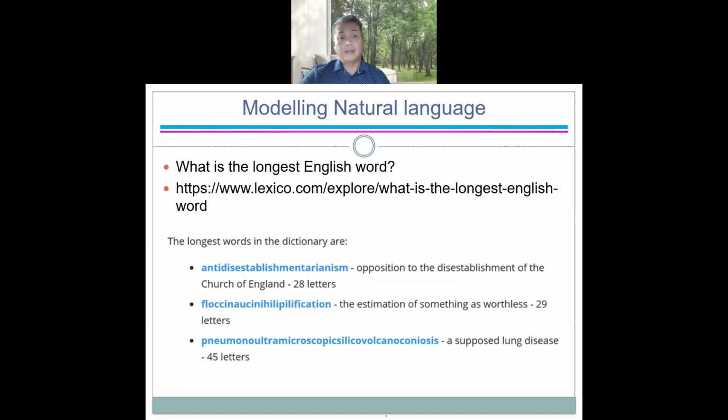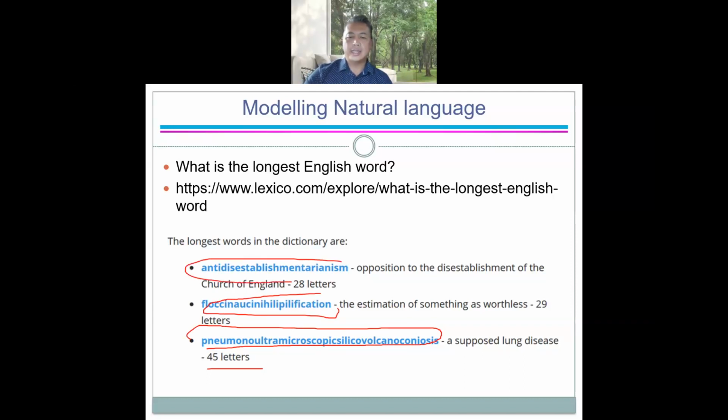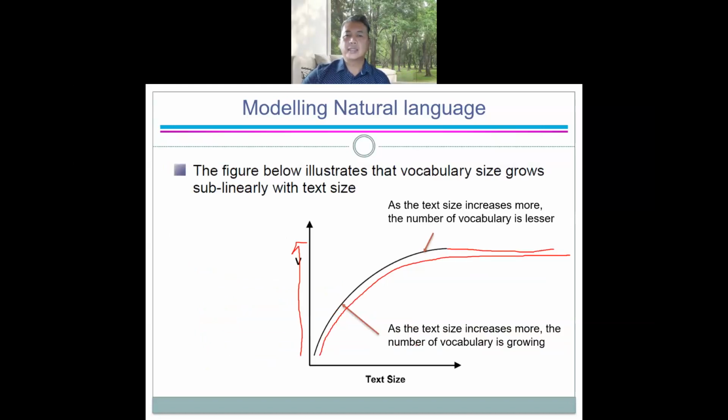So this is 45 letters. So this is a supposed lung disease. So this is the number of symbols that we have. We also have this 29 letters and so on. Okay, so that is what we call the text size. As the text size increases, the number of vocabulary grows, but you will have a steady rate here. We cannot add more here because the words become meaningless.